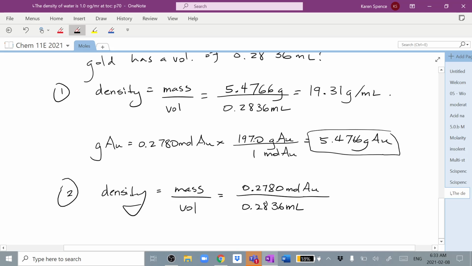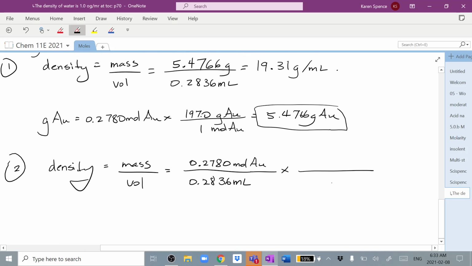And I can convert right in here. I can say I don't want moles on the top. I want to cancel moles of Au and find grams of Au. And when we do that, we have 197.0 per 1, and we get, let's see, same thing, 19.31 grams per milliliter.